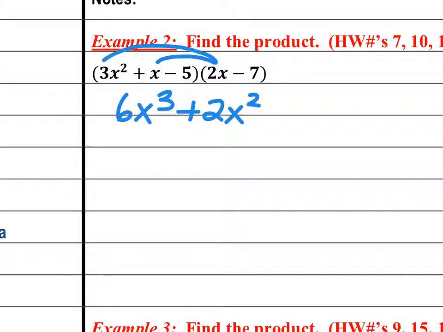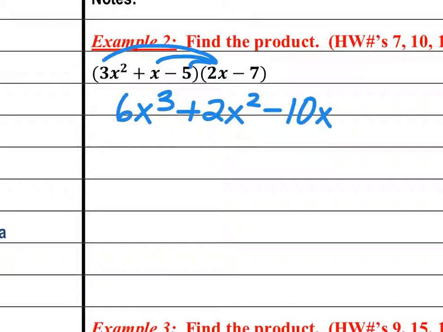And Sarah, what do I multiply 2x by last? Negative 5. And what do I get? Negative 10x. Bingo. Okay, so that's all the 2x's. Remember, we're drawing lines to keep things straight so we don't miss anything. Now let's do negative 7.